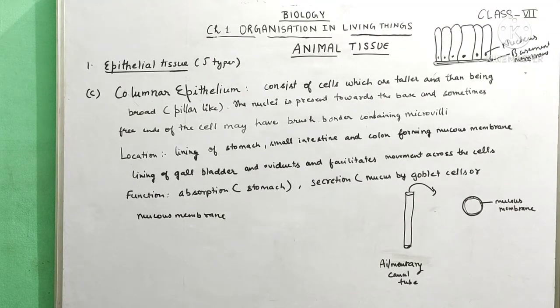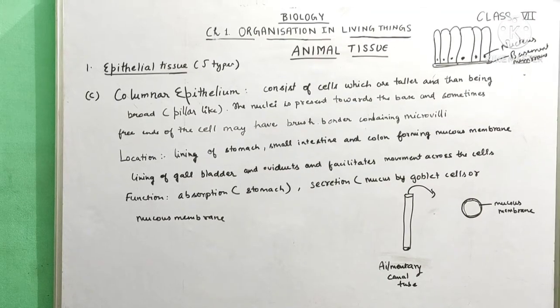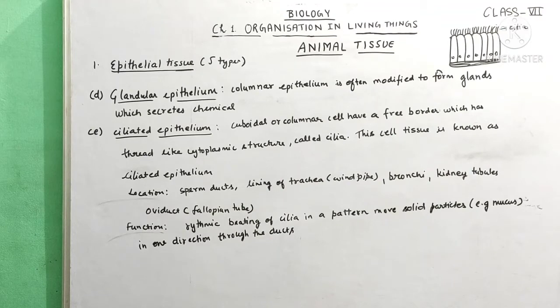Talking about the mucous membrane, let's see the diagram. In the diagram I have shown the alimentary canal tube. It is not exactly the digestive system, but to explain where the mucous membrane is located inside the human body, I am showing this. If you look from the upper surface where the hole is present in the tube, inside the lining of the tube is the mucous membrane, and this mucous membrane is made up of columnar epithelium. Okay.